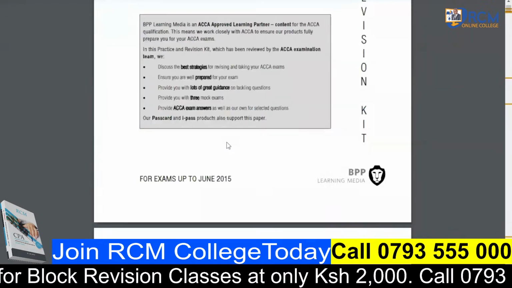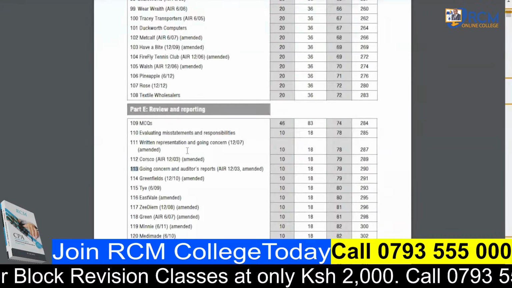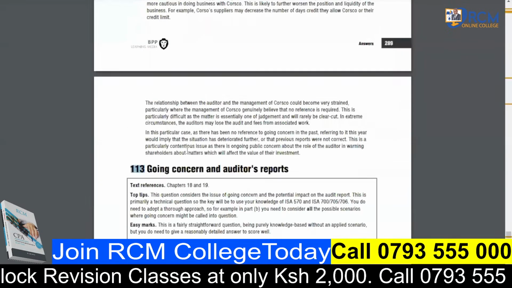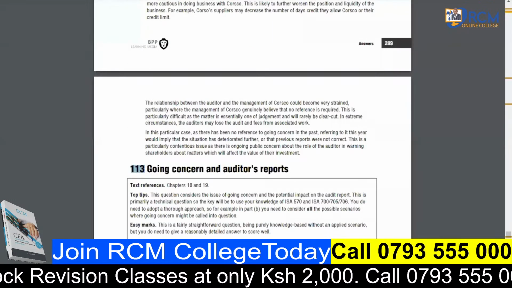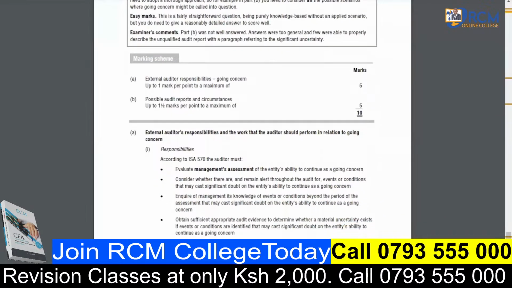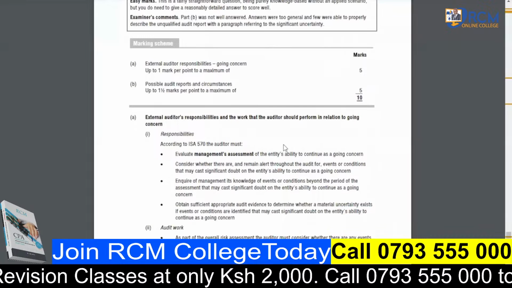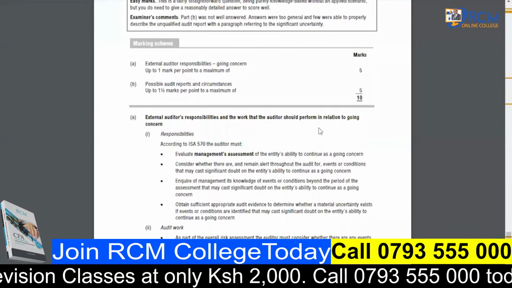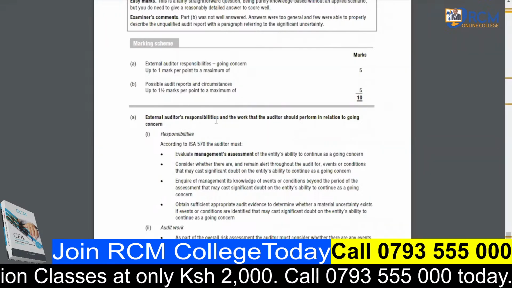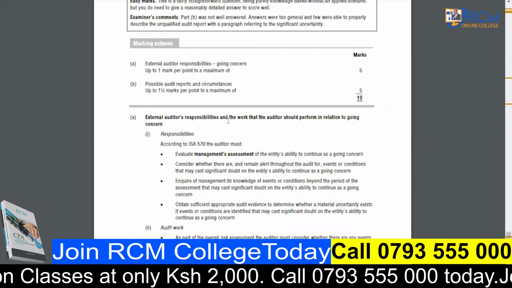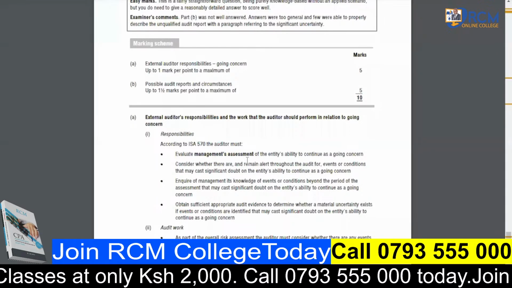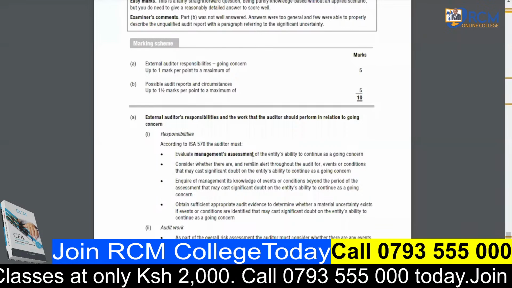So number 113, sorry. So we're given the answer here. The answer is quite elaborative about going concern, the external auditor's responsibilities, and the work that the auditor should perform in relation to going concern. So it'll be very important. Look at how this guy is framing his answer, right? Akona title. So responsibilities. Number one is to evaluate the management's assessment of the entity's ability to continue as a going concern.